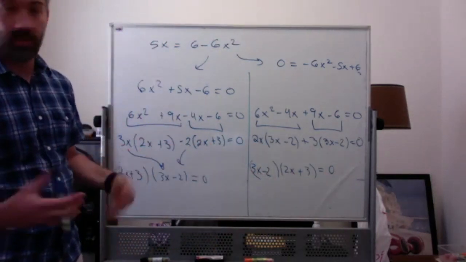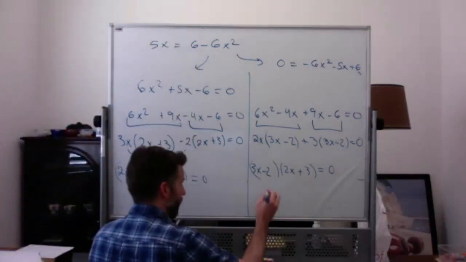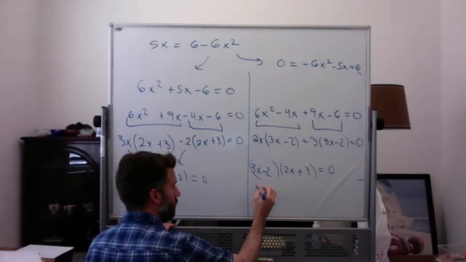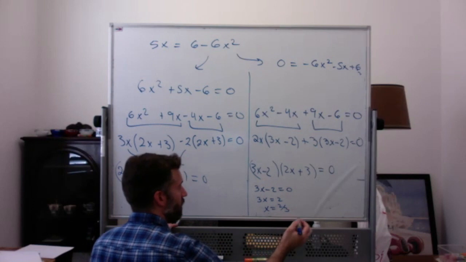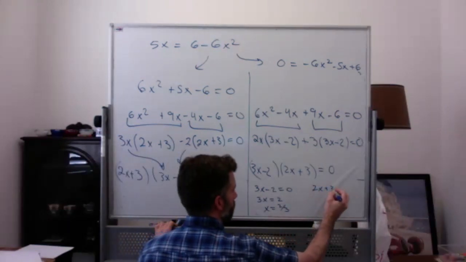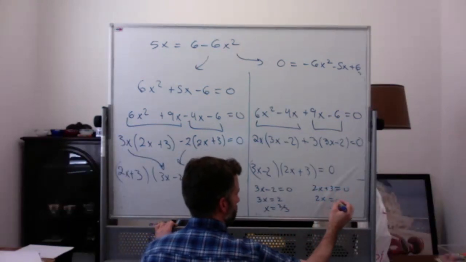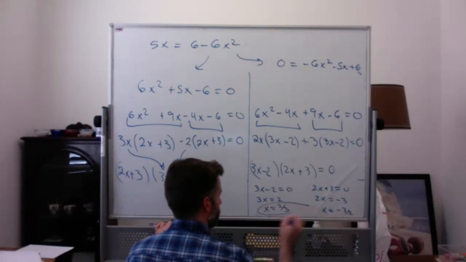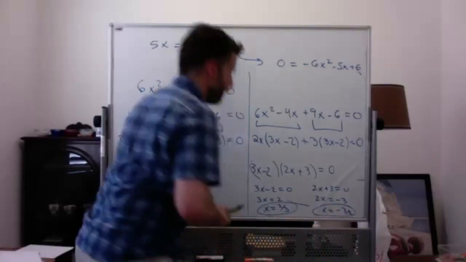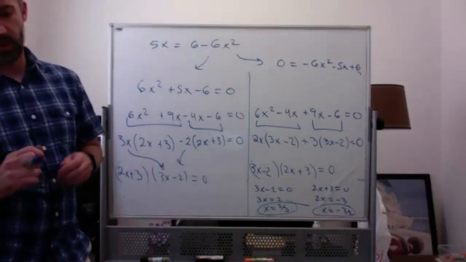Still the same deal. And so then in either case, we set this equal to 0. 3x minus 2 equals 0 gives me 3x equals 2, gives me x equals 2/3. And then 2x plus 3 equals 0 gives me 2x equals negative 3, gives me x equals negative 3/2. That's how we do problems like this.